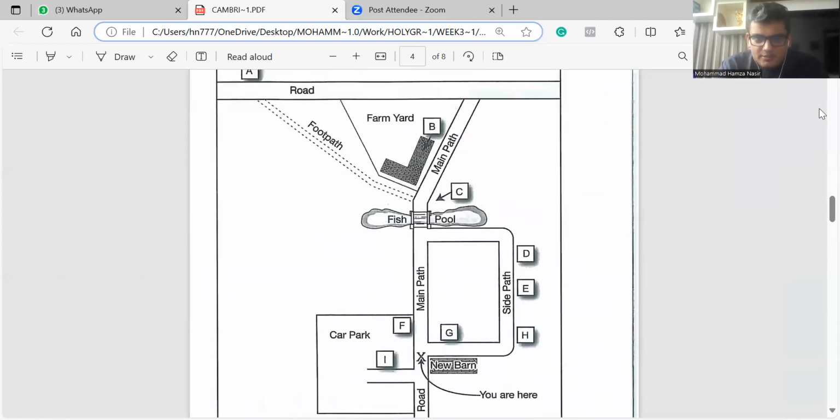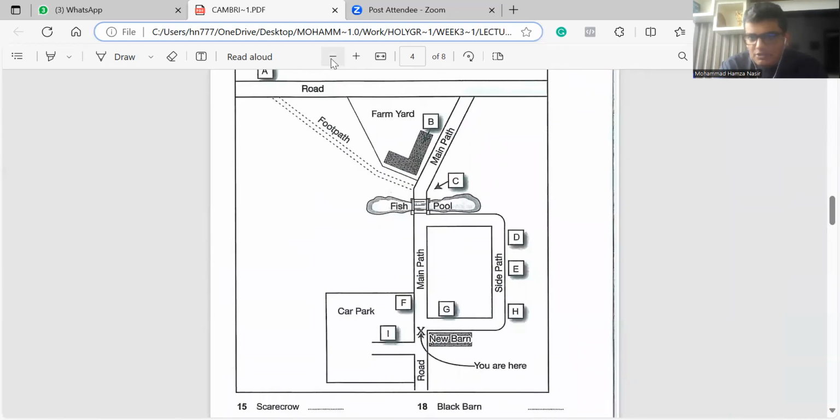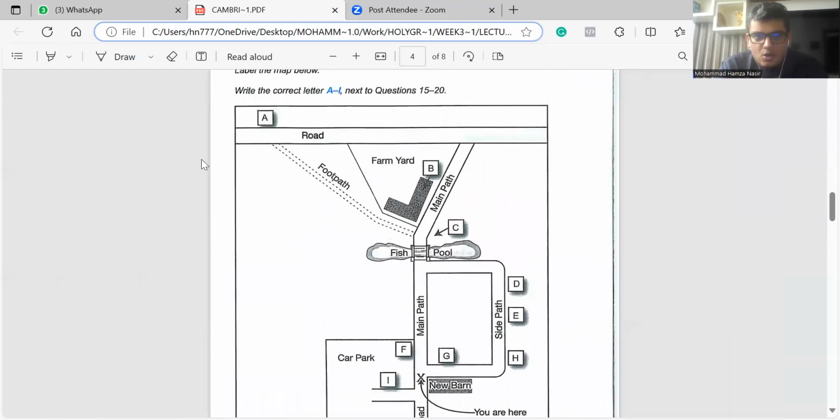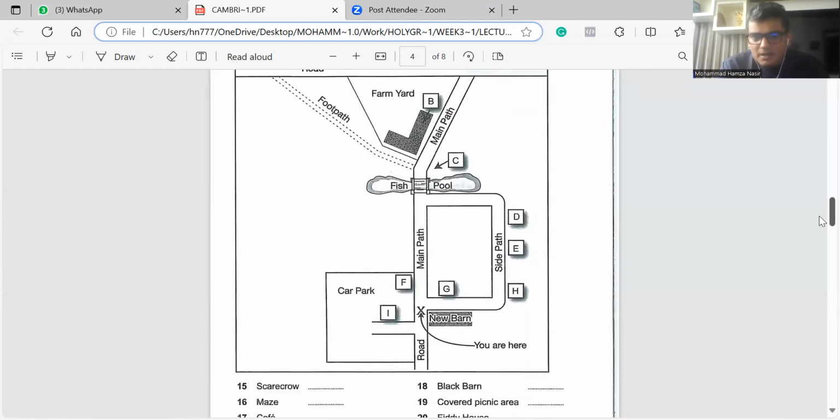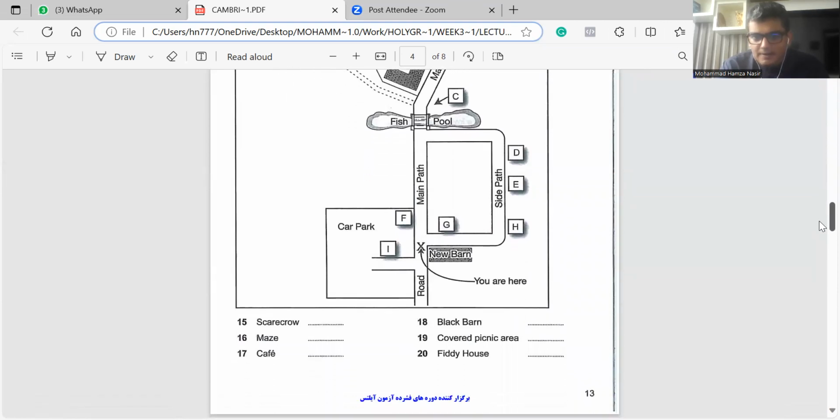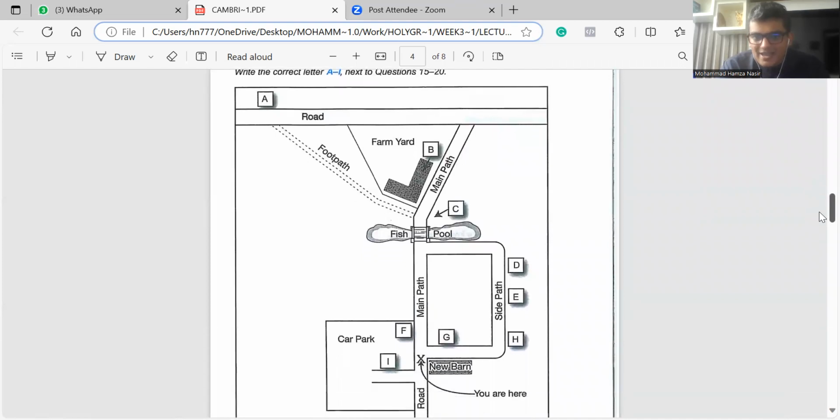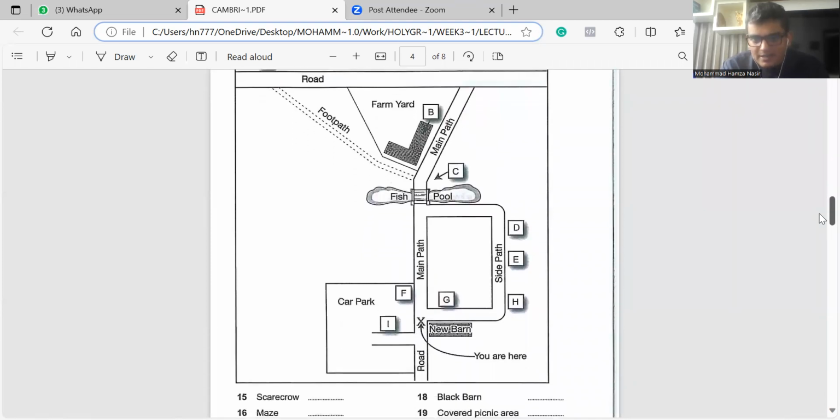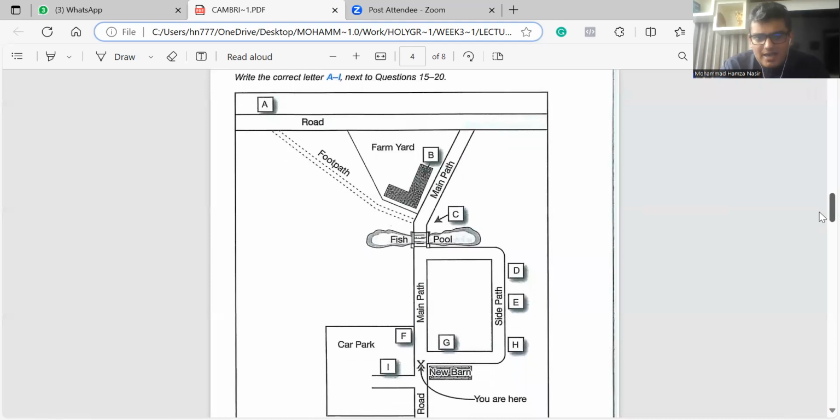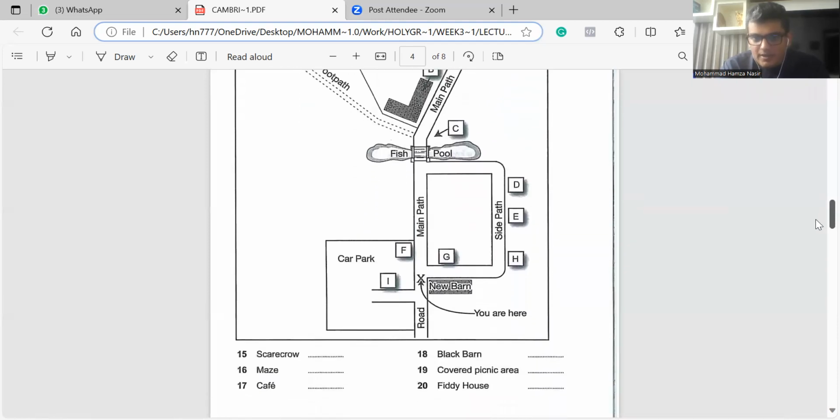Now, as you can see, basically what you have is a schematic. You have a map given, which corresponds to the farm. So this is a road, this is a footpath, farmyard, main path, fish pool, side path, car park, new barn, and so on. And obviously, you have some missing parts that have to be labeled, that have to be filled. So it says write the correct letter A to I. So you have A, B, C, D, E, F, G, H, I. You have different letters given.